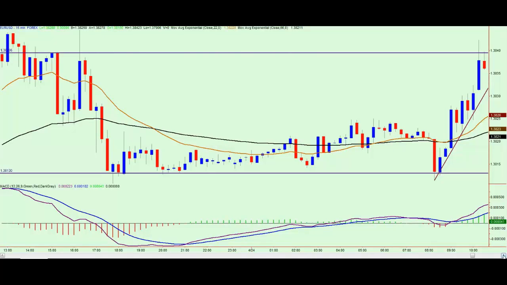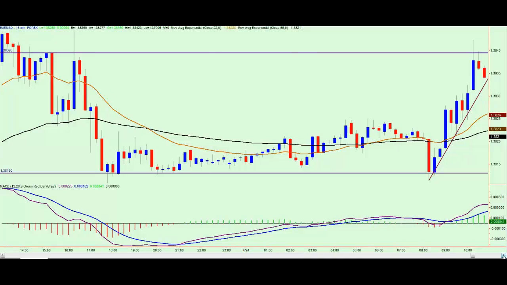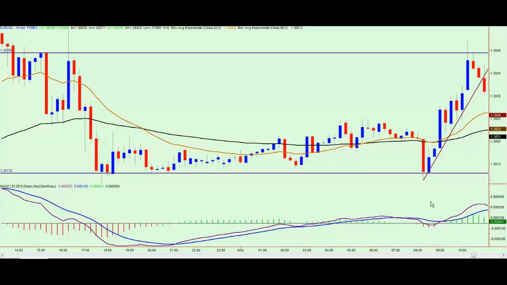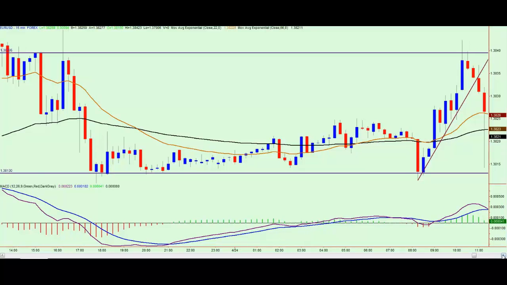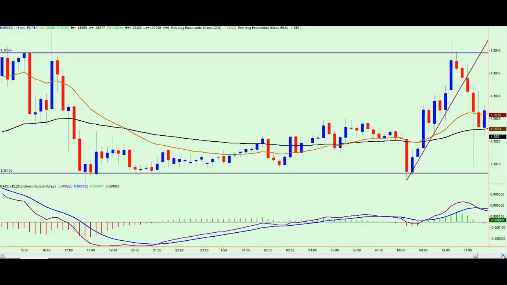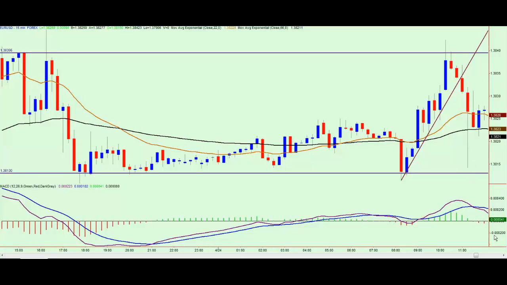So that's me sharing my trade, and we then get a pullback and confirmation that price is not going to go above this area of resistance, which is the fact that it's now broken this trend line. And from there, price then falls quite rapidly all the way back down to the area of support.